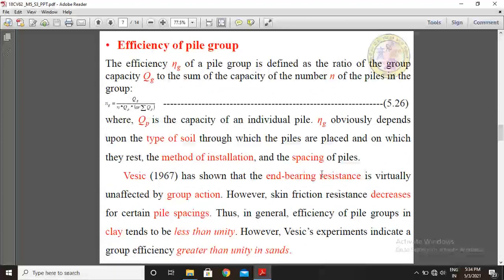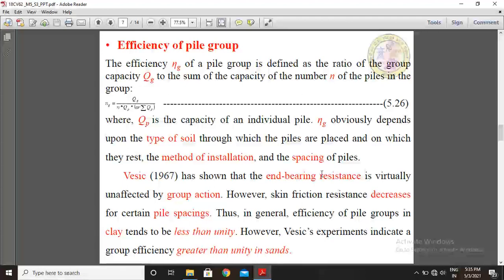How to calculate efficiency of pile groups and the meaning of efficiency of a pile group. The efficiency eta g of a pile group is defined as the ratio of the group capacity to the sum of the capacity of the number n of the piles in the group. Based on the definition, the equation is given by eta g equal to Qg divided by n times Qp, or summation of Qp, where Qp is the capacity of an individual pile.